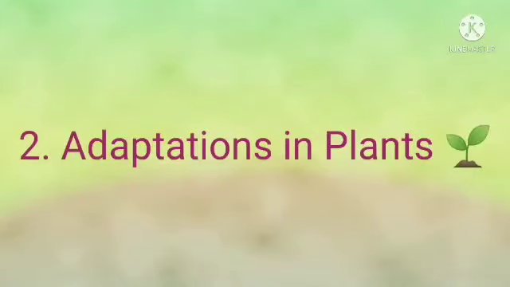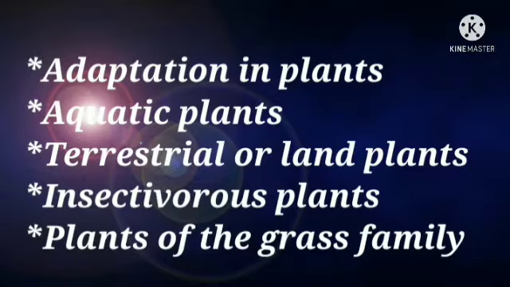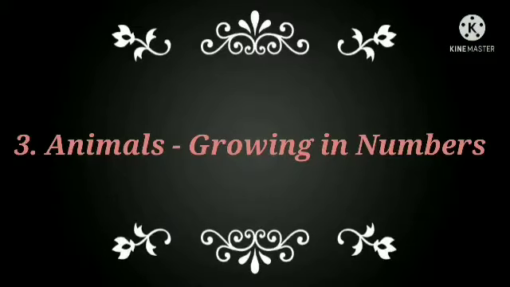In our last tutorial video, we completed our chapter number 2, adaptations in plants, where we covered the following topics: adaptation in plants, aquatic plants, terrestrial or land plants, insectivorous plants, and lastly we learned about plants of the grass family. Today we will start with our chapter number 3, animals growing in numbers.